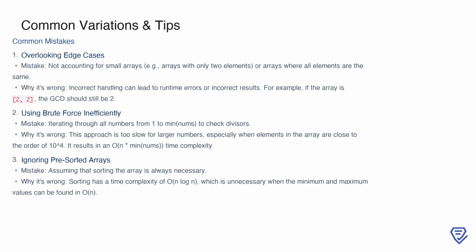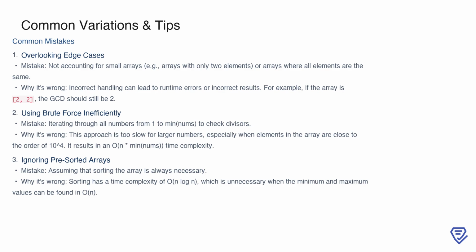When tackling this problem, there are some common mistakes to watch out for. First, overlooking edge cases can lead to errors. For instance, if the array is very small, such as having only two elements, or if all elements in the array are the same, the solution needs to handle these situations correctly. Take an array like 2, 2, the greatest common divisor is still 2, but failing to account for this could result in incorrect outputs.